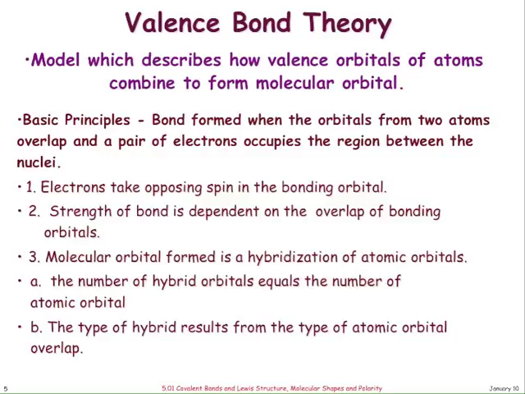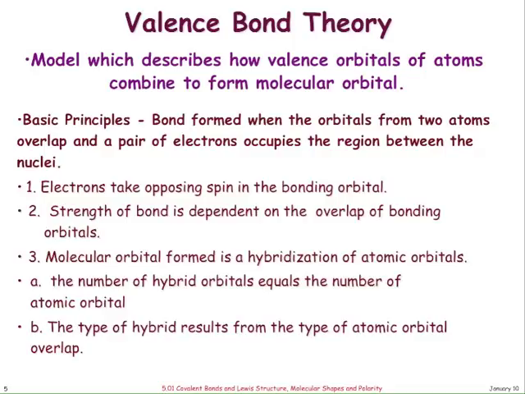If, however, you do put two electrons in the same space, they must have opposite spin. If another set of electrons comes into that same space, then they are repelled as far away from each other as possible. So, the rules of the valence bond theory are that the electrons take on opposite spin in the bonding orbital. The strength of the bond is dependent on the overlap of the bonding orbital.